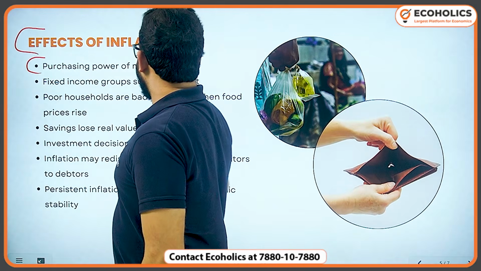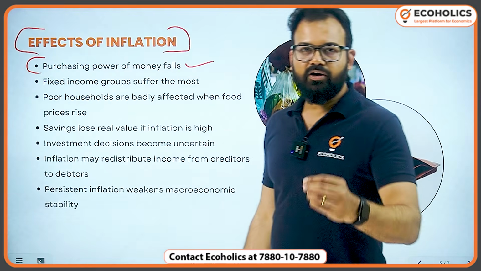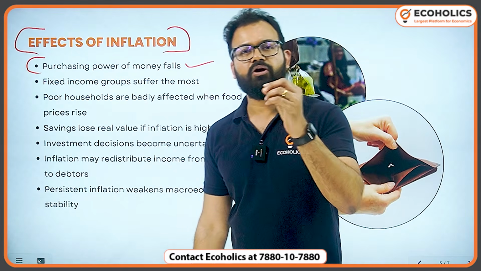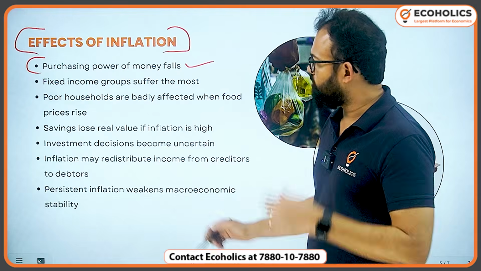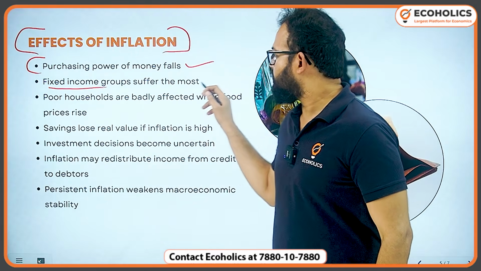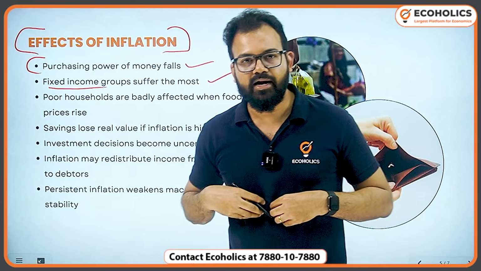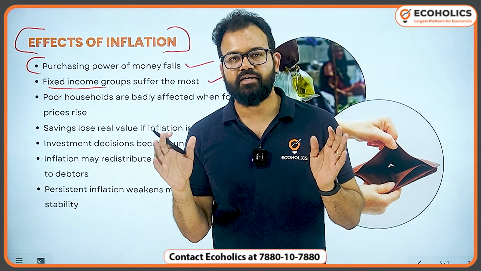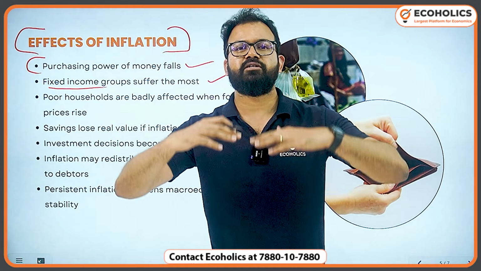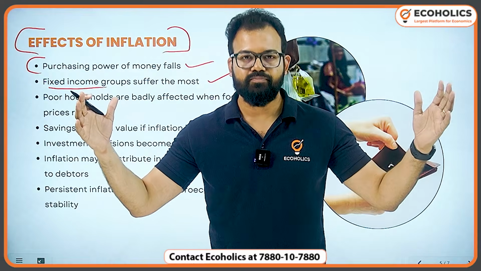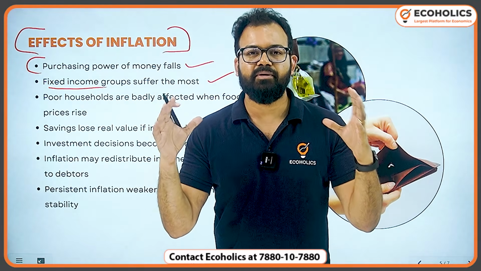Now purchasing power of money falls. This is what happens. It means the same 100 rupees will not buy the same bundle of commodities. Fixed income groups suffer the most. Like for example, I am a retired person. My pension is fixed at 20,000 rupees. Now inflation is going up. My pension will not grow. So fixed income people struggle.